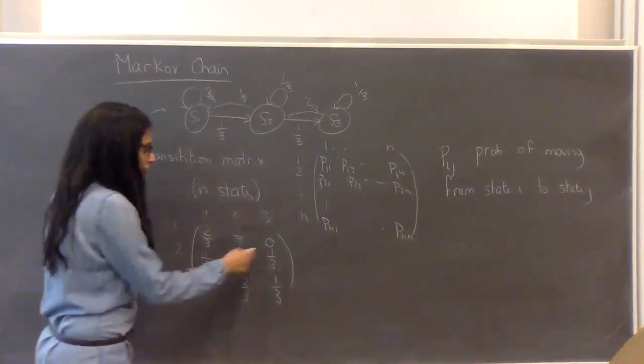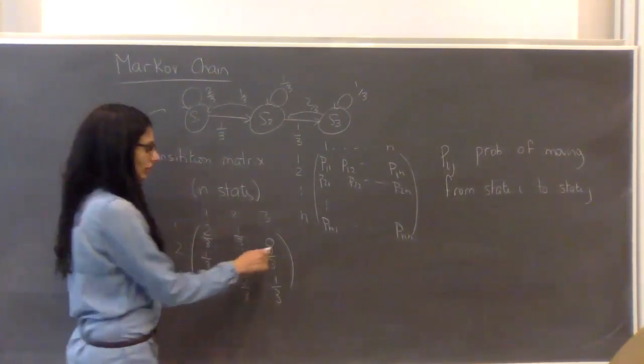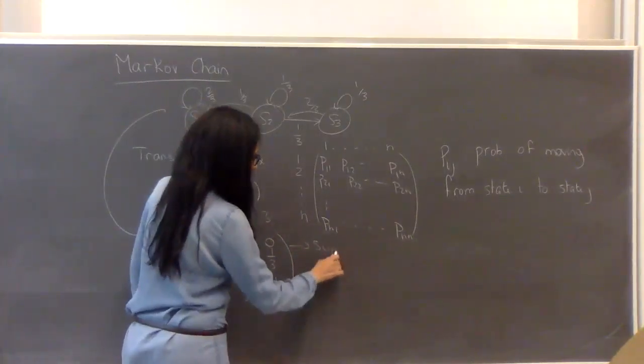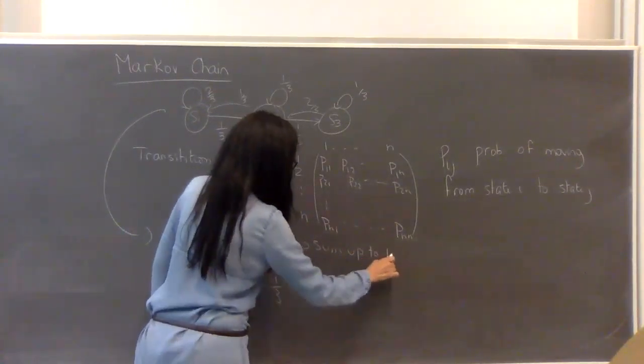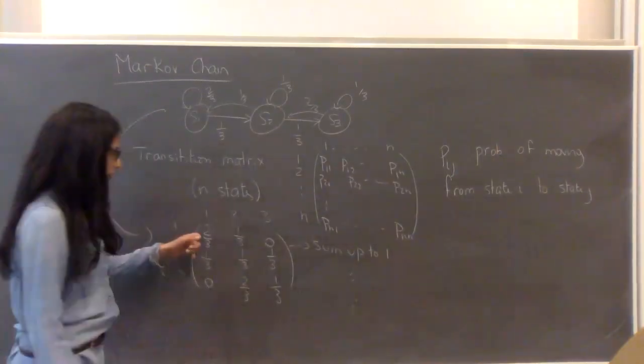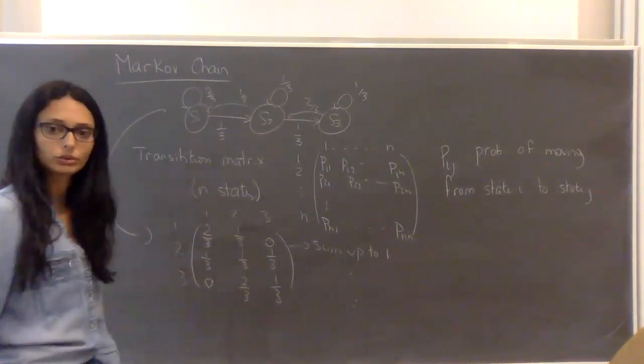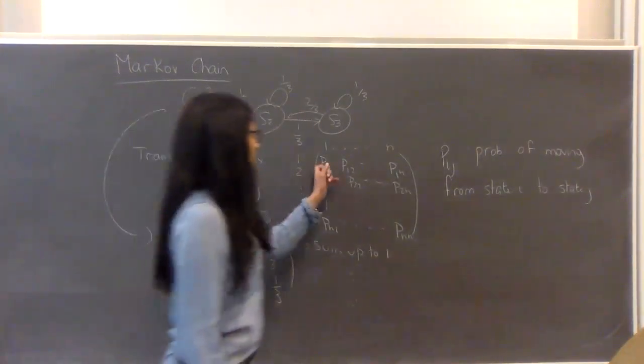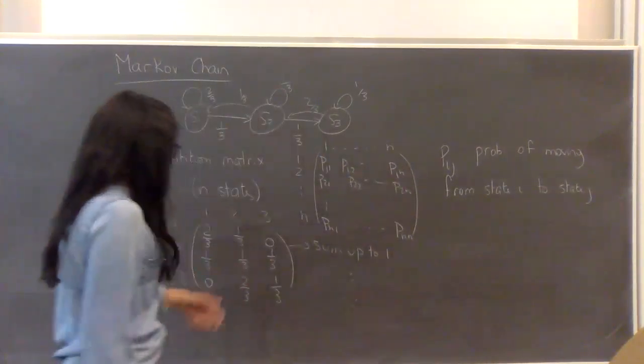So the sum of each line is equal to 1. So this will sum up to 1. Same here, the same here. So 2/3 plus 1/3 is 3/3, which is 1. And here, so the sum of each line is 1. The columns are not important.